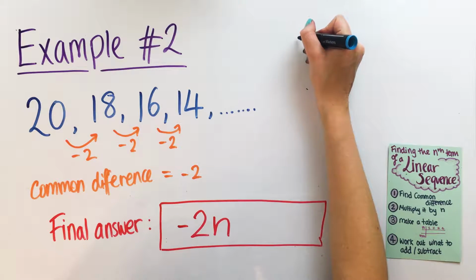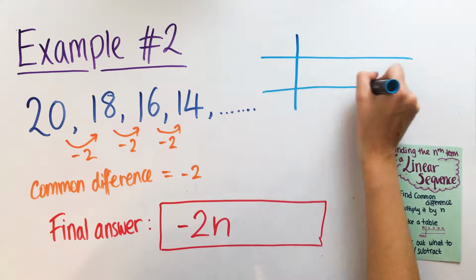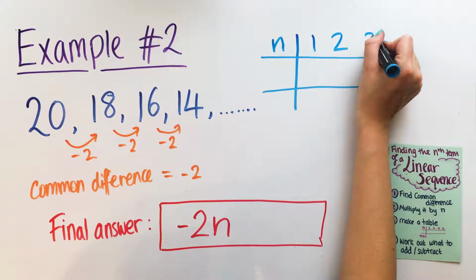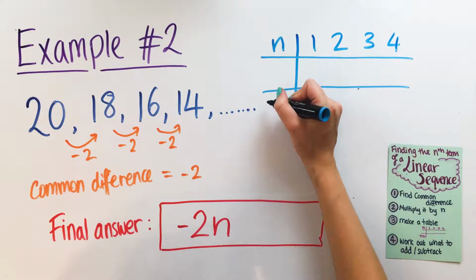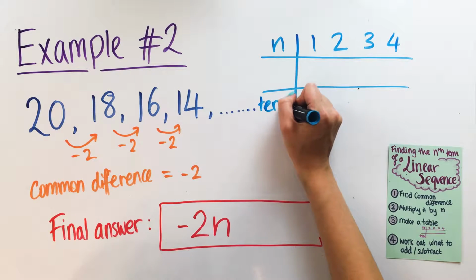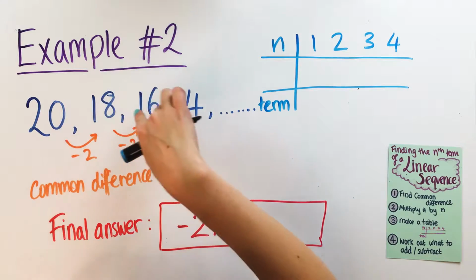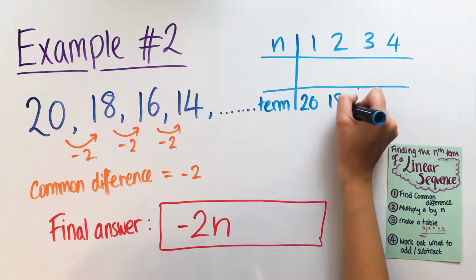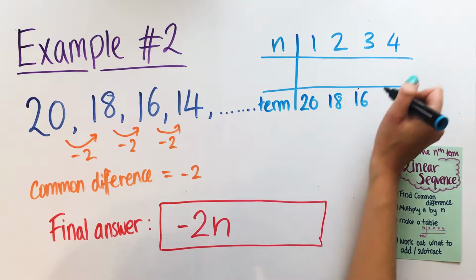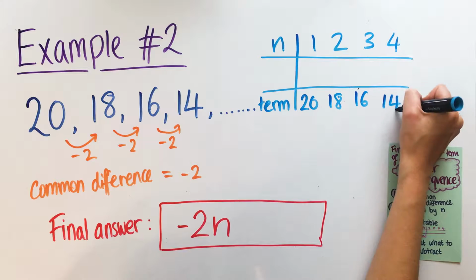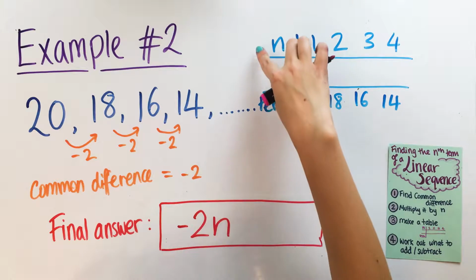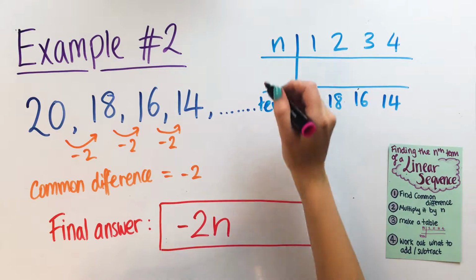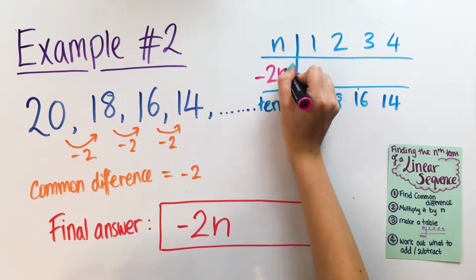So remember, we begin by drawing out our table. On the top we write n, and we write 1, 2, 3, 4. Then we write term on the final row, and we copy out the terms that we have of our sequence. So the first term is 20, the second term is 18, third term is 16, and the fourth term is 14. Then we write our common difference multiplied by n in this box here. So we've already worked that out, minus 2n we can write here.